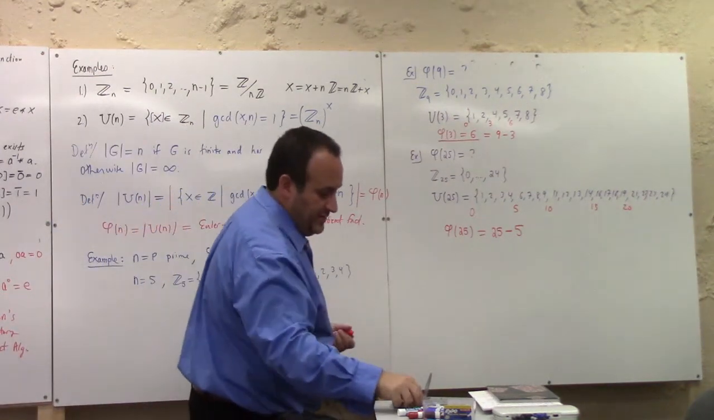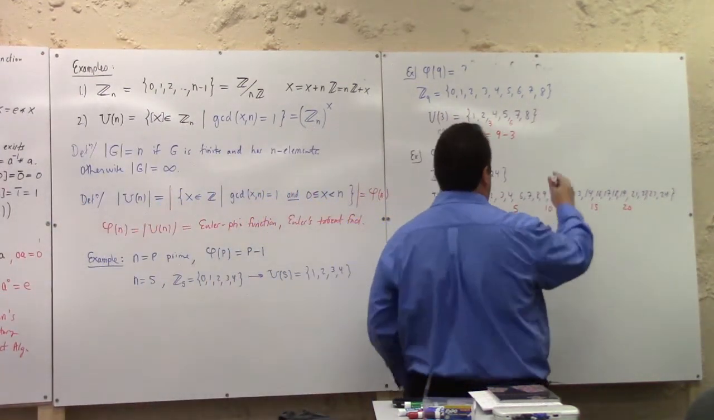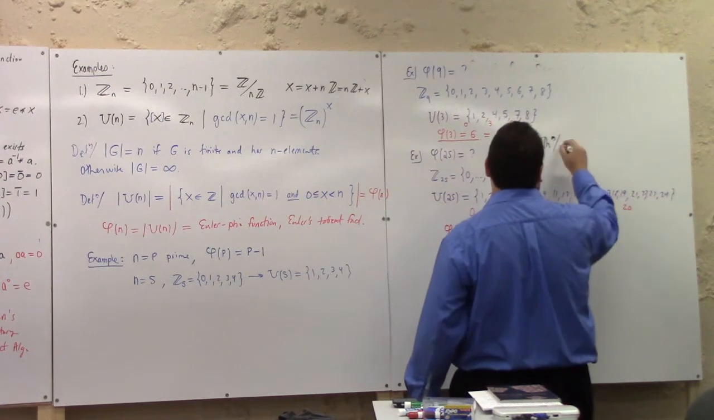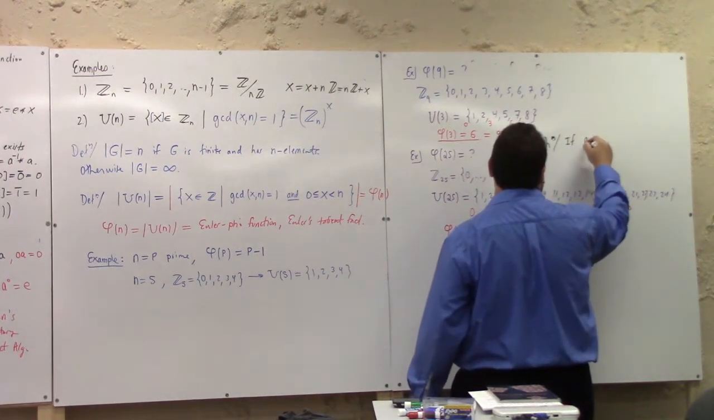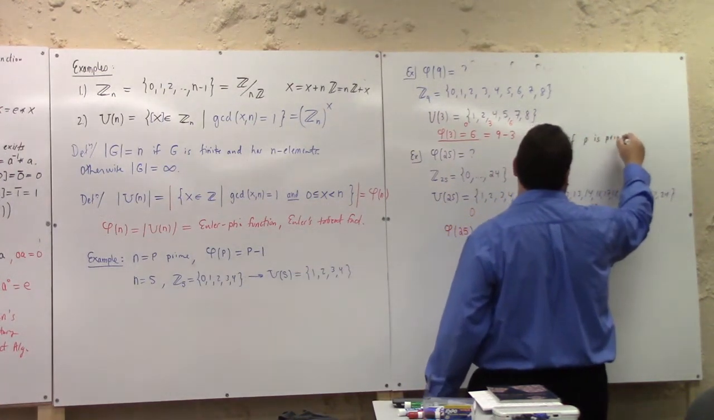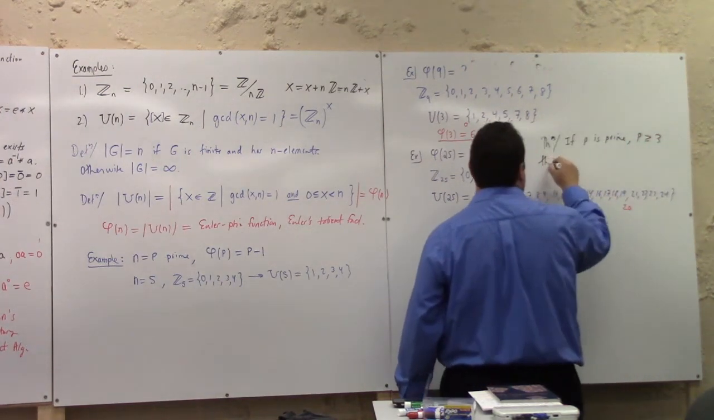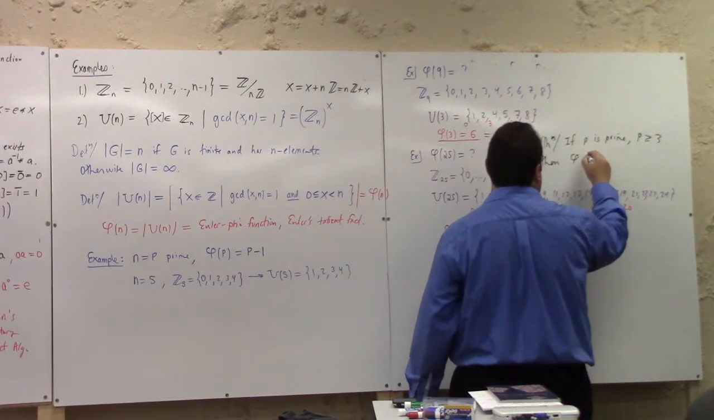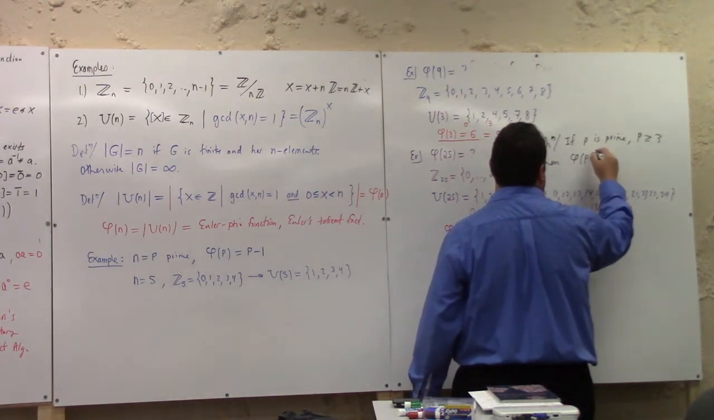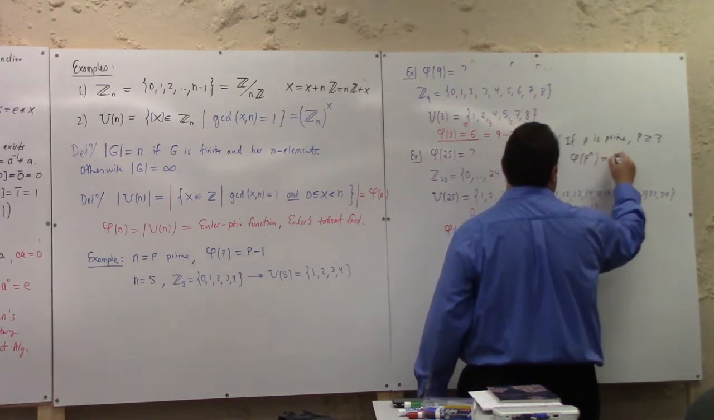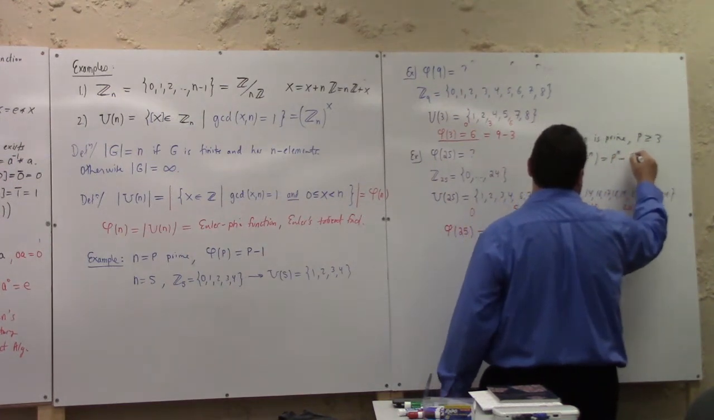This is the theorem. We can extrapolate from this, counting here. Theorem, if p is prime and p is greater than or equal to 3, then the Euler phi function of p to the power n is equal to p to the n minus p to the n minus 1.